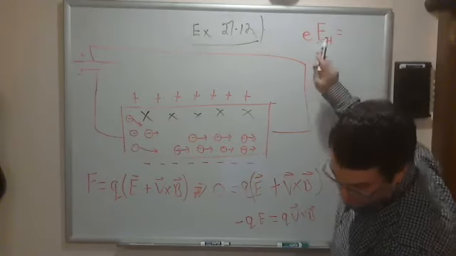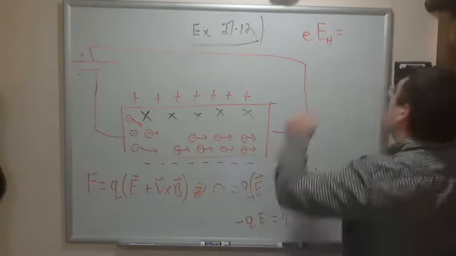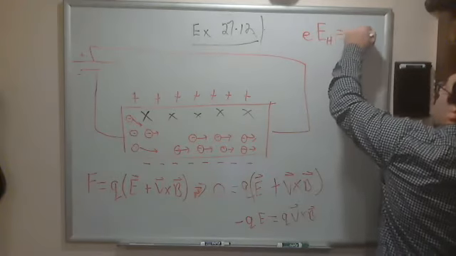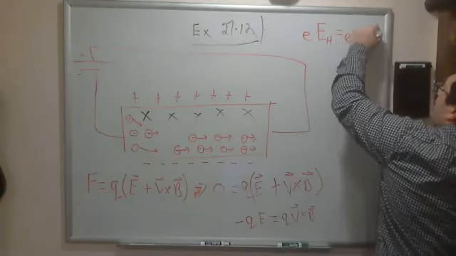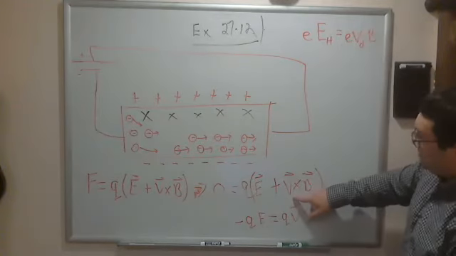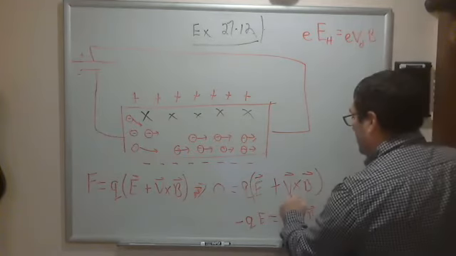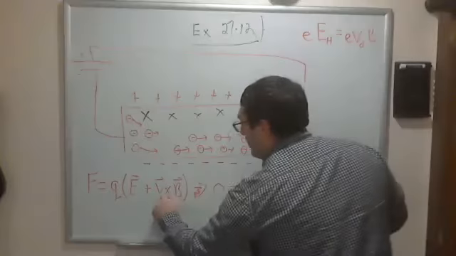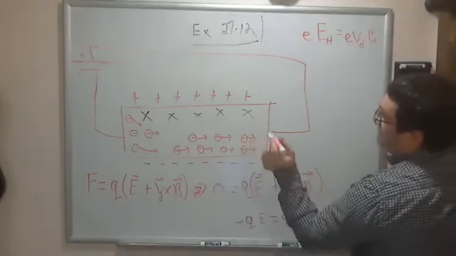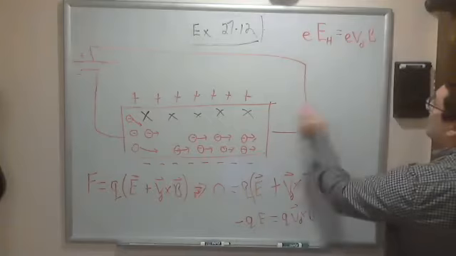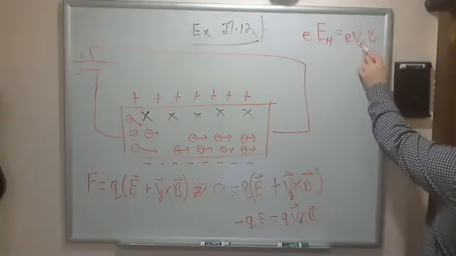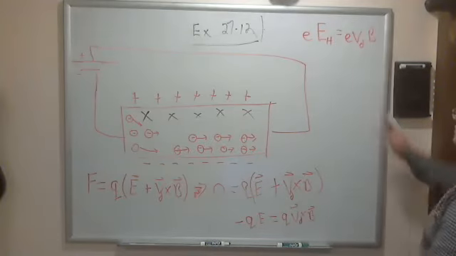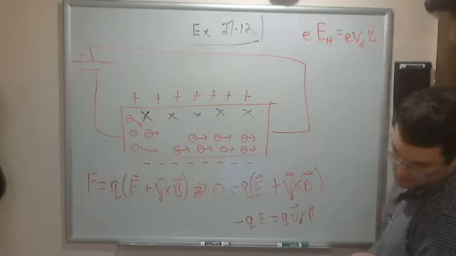Oh, I'm sorry, not the Hall EMF, the Hall field. And this is equal to just E times the drift velocity times B, right? Because this is just the drift velocity. I'll fill it in over here now, right? And the drift velocity is perpendicular to the magnetic field. So it's just the multiplication. And then we get this.